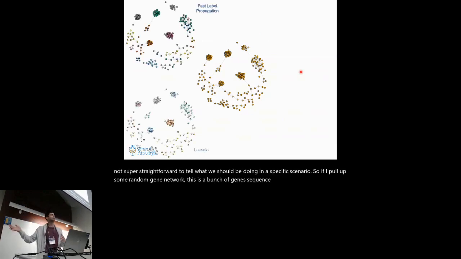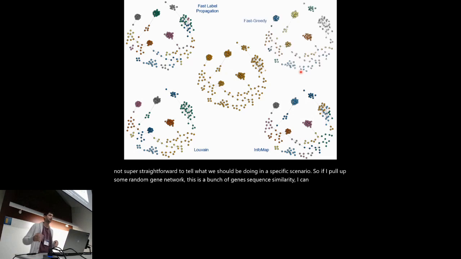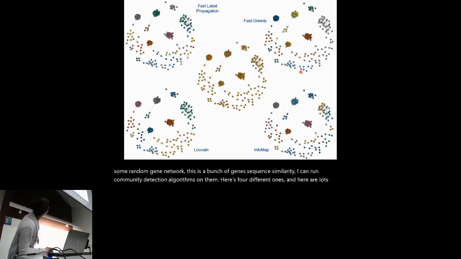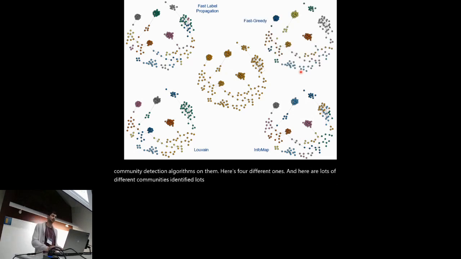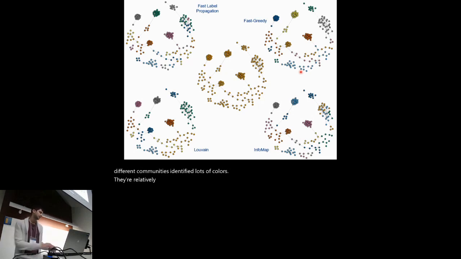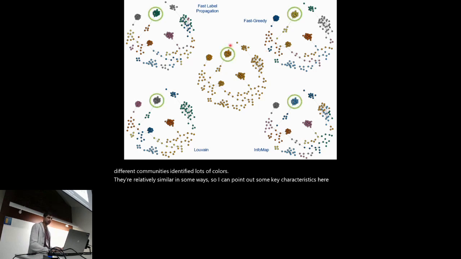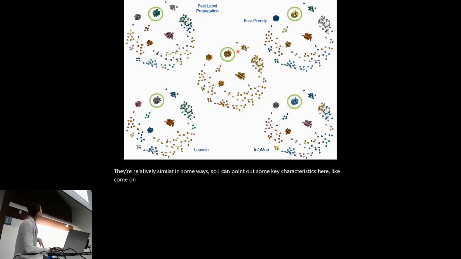So if I pull up some random gene network, this is a bunch of genes with sequence similarity, I can run community detection algorithms on them. Here are four different ones, and here are lots of different communities identified, lots of colors. They're relatively similar in some ways, so I can point out some key characteristics here, like this blob here tends to be all grouped in the same color.